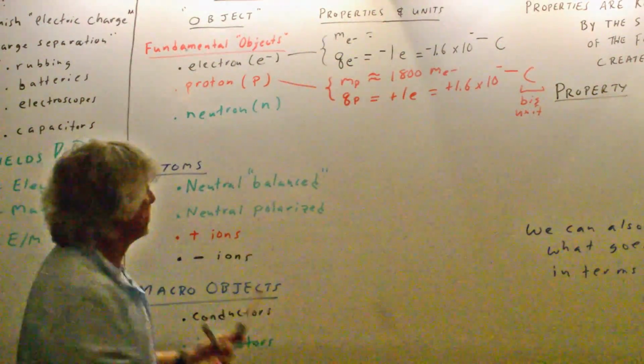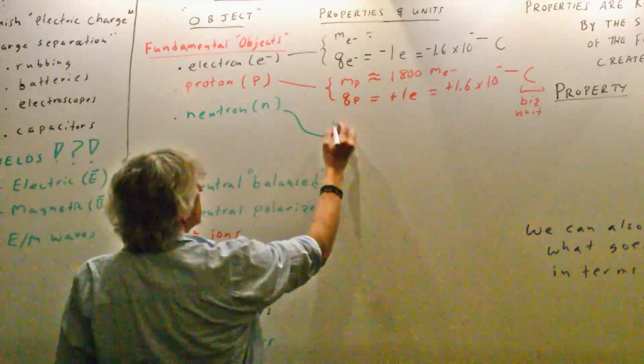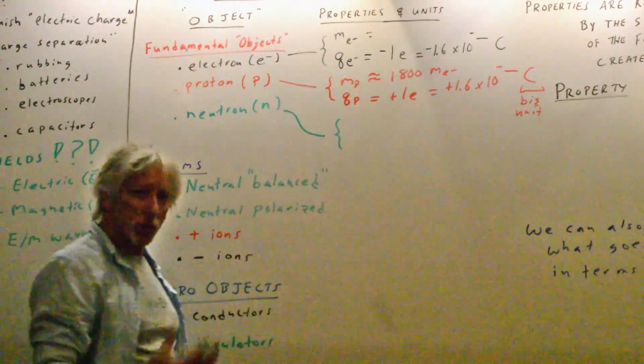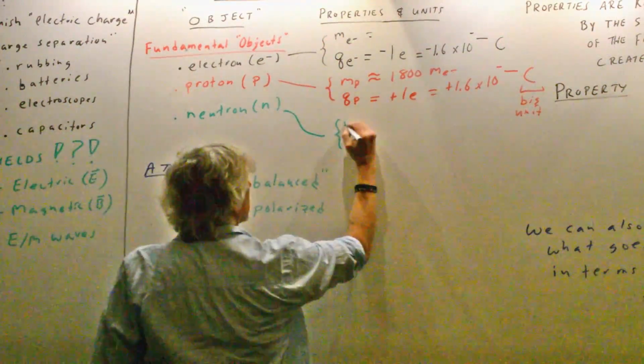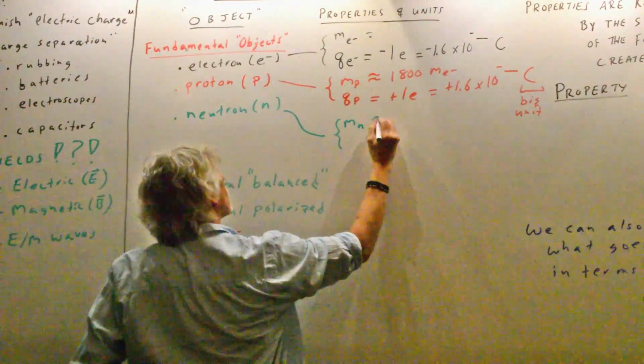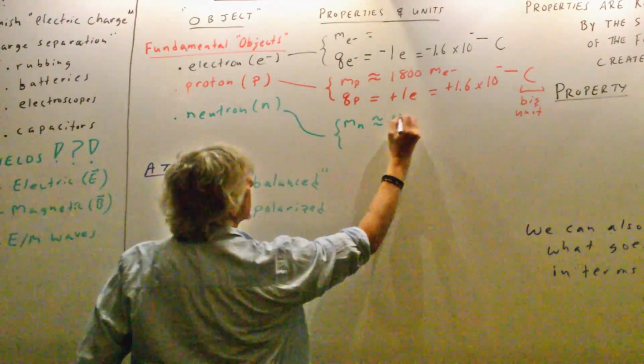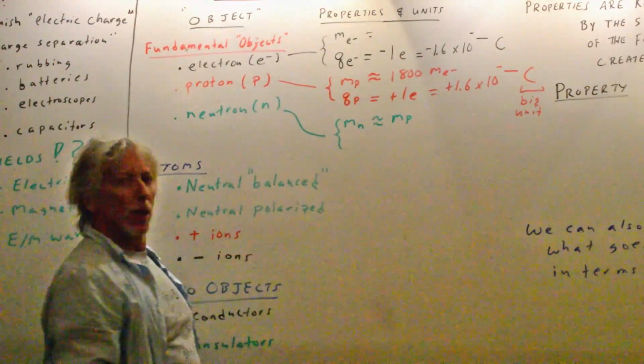And I'm going to say more. Neutron. Has it got mass? Sure, it does have mass. So you've got a mass of a neutron, which is roughly equal to the mass of a proton, which is more.